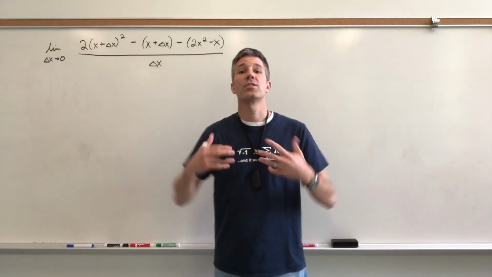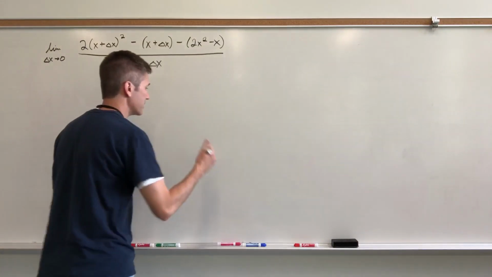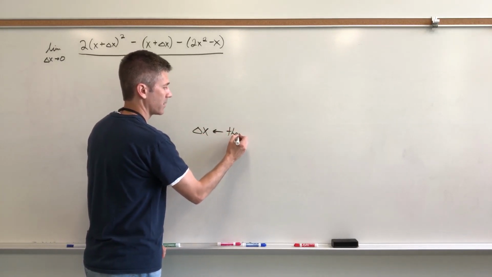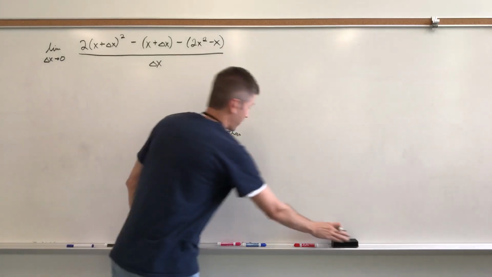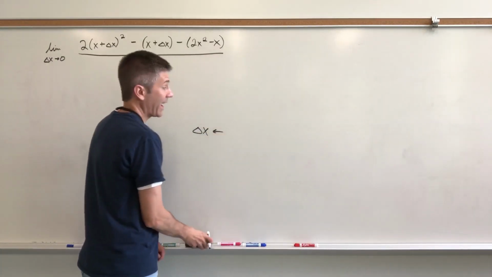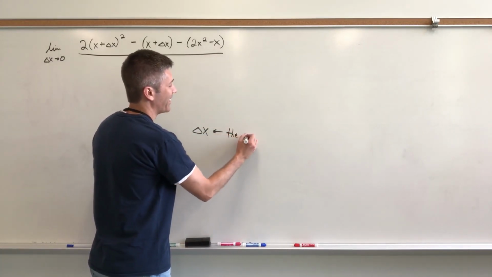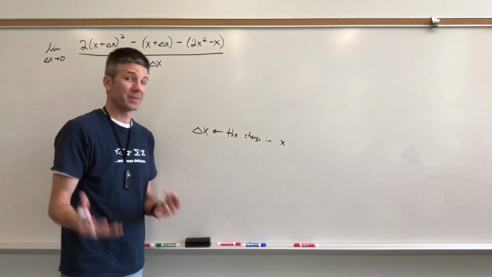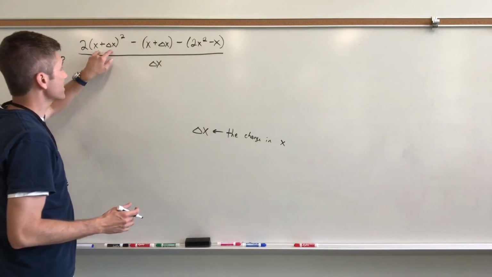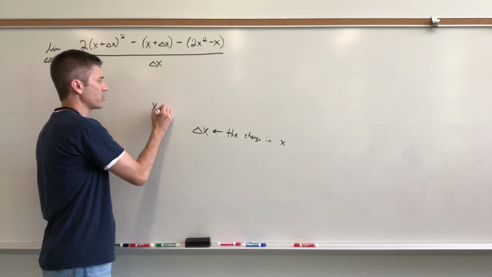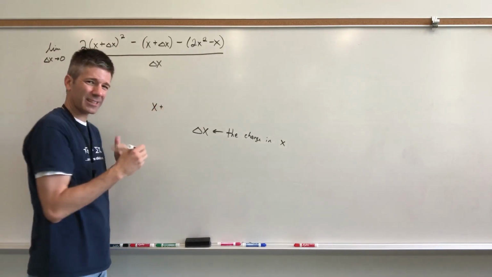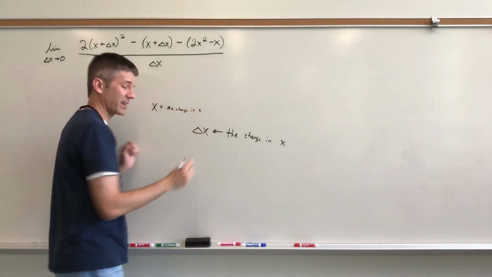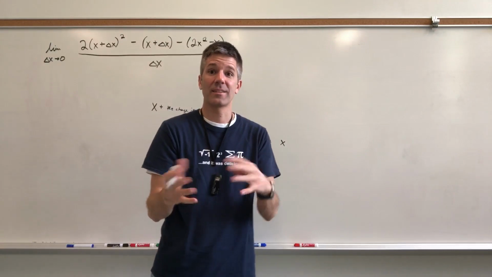Delta represents change. So what we are looking at is, you don't have to write this, but it's fun. The change in x. Okay, so here's what we really have. I hope you noticed that we have x plus delta x. So I basically have some x value plus the change in x. So again, this is not delta times x, it's delta x.